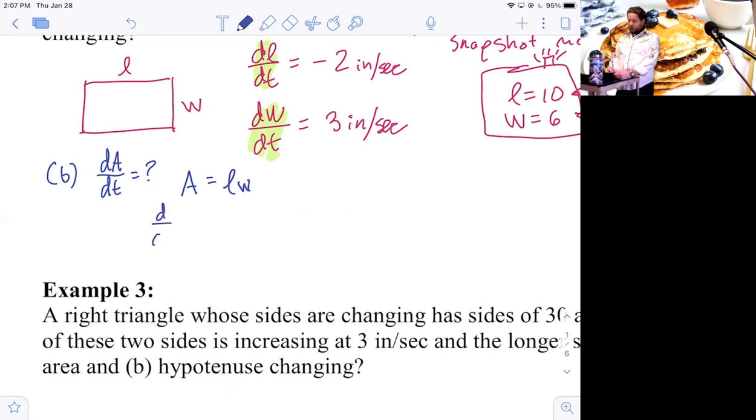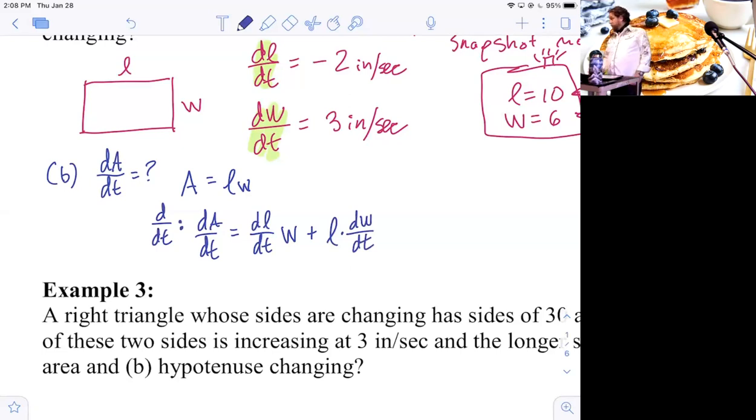Now I'm going to take the derivative with respect to t, and again, we show it like that with the verb d/dt, and the left side becomes dA/dt, and now I have to use the product rule on the right-hand side because I have 2 variable factors. So the derivative is dL/dt times W plus L times dW/dt. And there's your rate equation. That's what we were after.